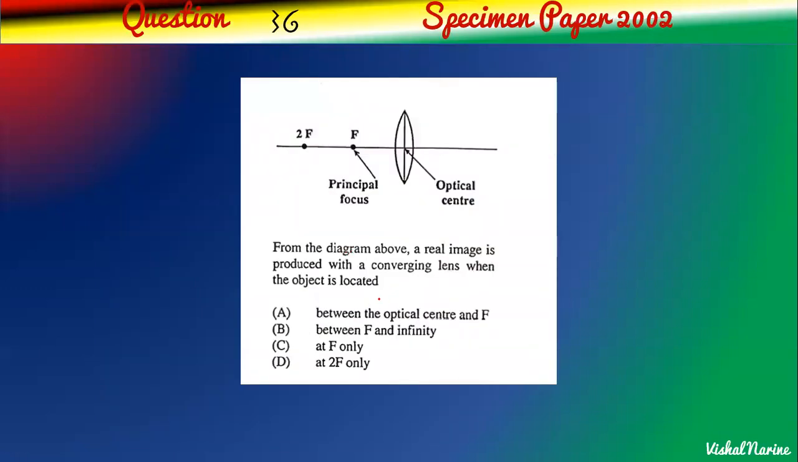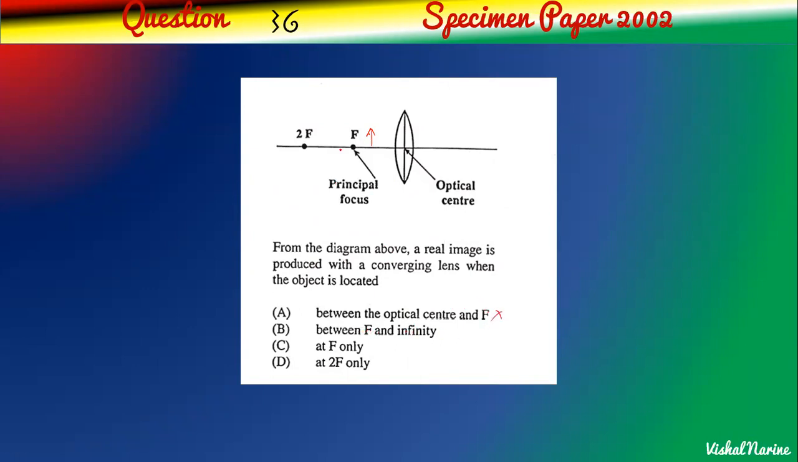36. How can we obtain a real image using the convergent lens shown? So let's go through the options. Between the optical center and F, the principal focus. If we place it here, what we expect is a virtual image, which works as what we call a magnifying glass. So this is wrong.